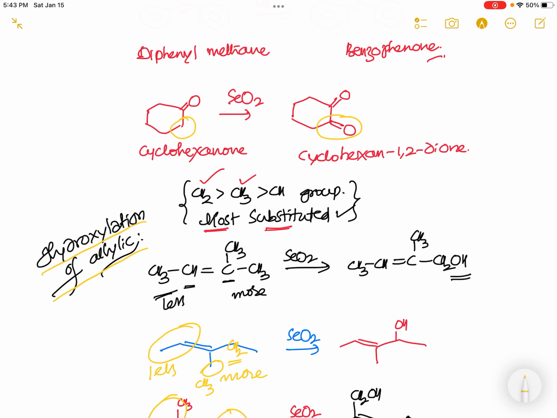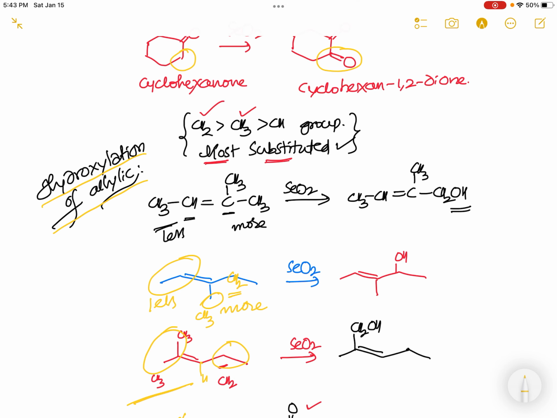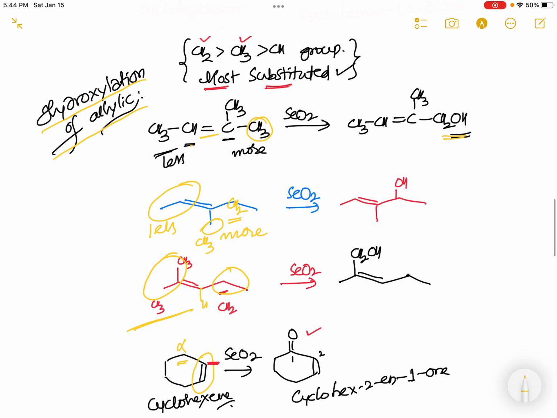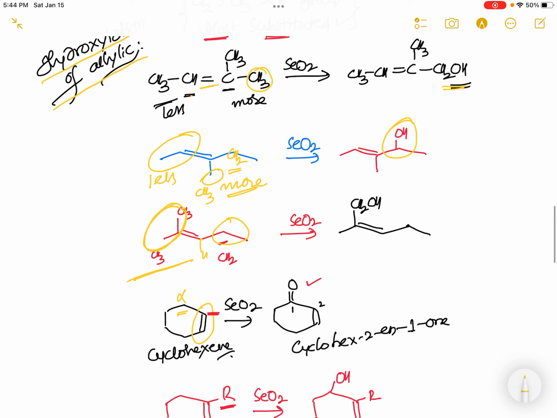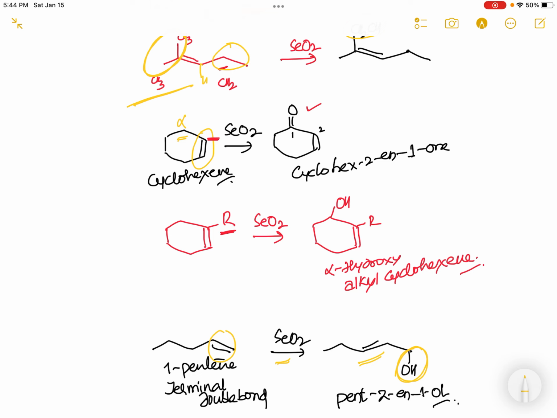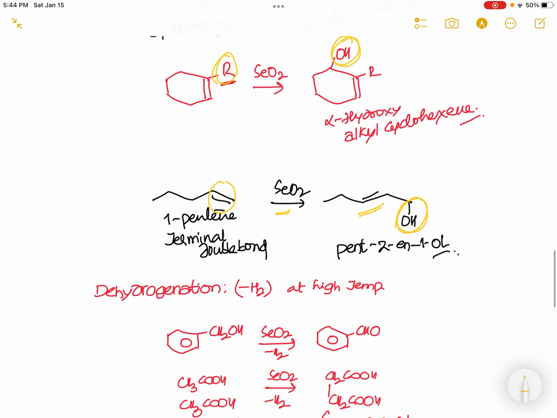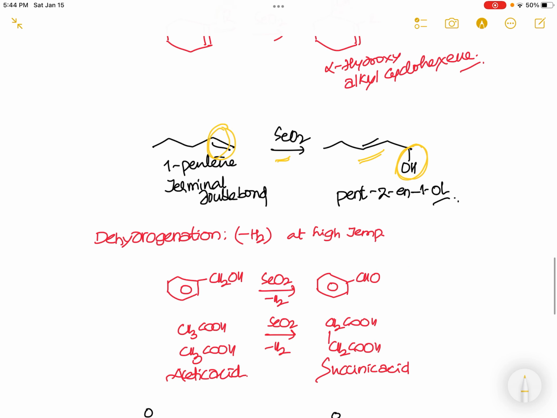And hydroxylation of the allylic position is again very interesting. When a double bond is there, a double bond is also mandatory. If a double bond is there, this allylic position is converted. Double bond is there, and more substituted, you have to check. This side is more substituted, so that CH2 group is converted. When a double bond is there and it is not substituted, then the alpha position is converted to a ketone. But if it is substituted, it is converted to OH. Again, one exception type.